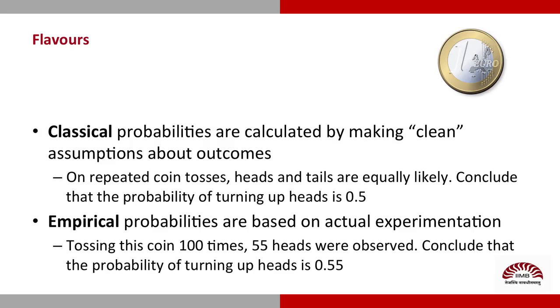When I flip a fair coin, I can expect that it lands heads half the time. We say the classical probability for that event is 1 by 2. Now suppose I toss this coin 100 times and obtain 55 heads. You know that can happen. Then the empirical probability that this coin lands heads is 0.55.